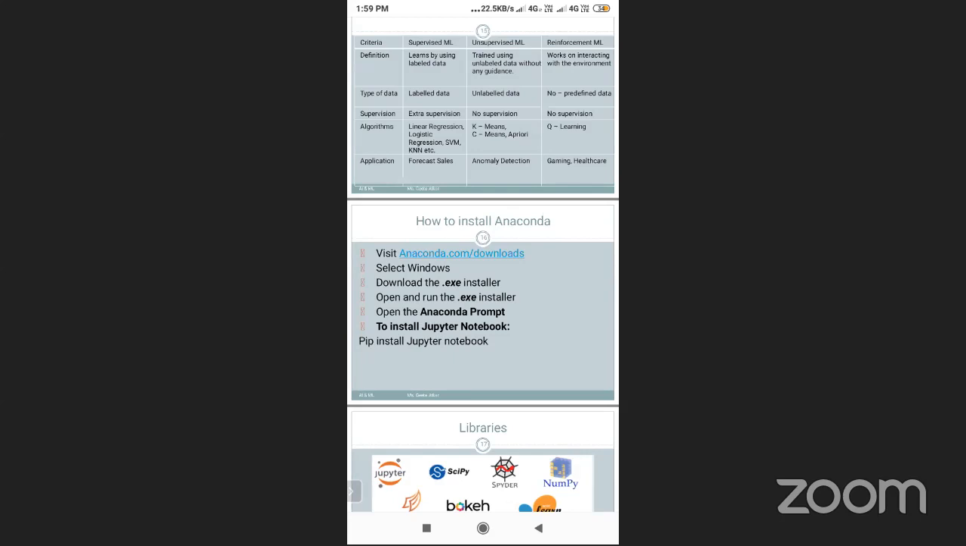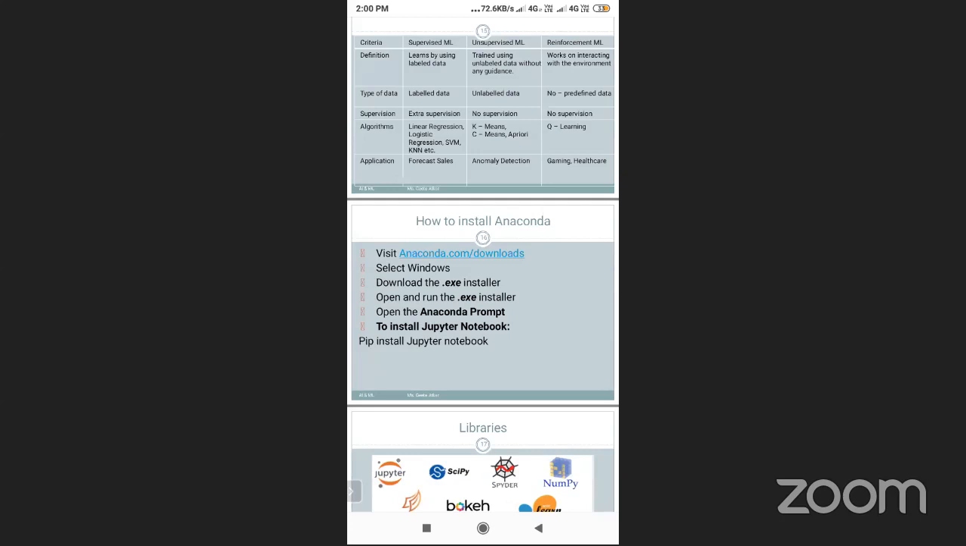From that Anaconda Prompt, we have to install Jupyter Notebook. What is Jupyter Notebook? It is the editor in which we write Python code. On this prompt, we can give different instructions for installing different Python libraries. The command is pip install jupyter notebook. By using this command, Jupyter Notebook will get installed on your computer, and then you can start executing all the different operations, or basic algorithms, in that Jupyter Notebook.